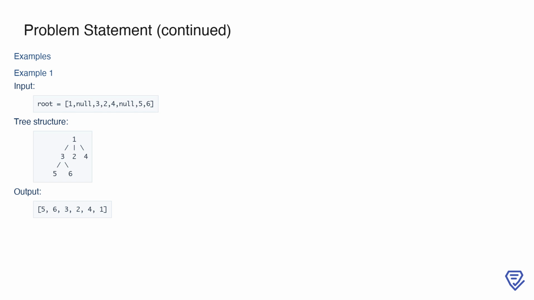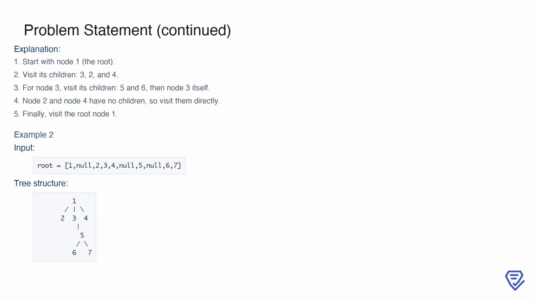This is achieved by first traversing the children of node 3, then visiting node 3 itself, followed by nodes 2 and 4, and finally visiting the root node, 1. Looking more closely at the explanation, we start with the root node, 1. The traversal first visits its children, nodes 3, 2, and 4.